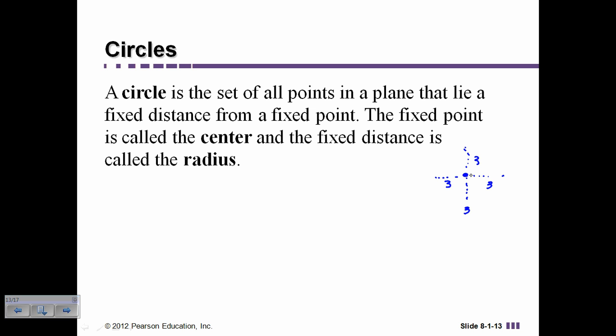Well, technically, I could go 3 in this direction, and 3 in this direction, and 3 in this direction. So the set of points that are 3 units away from that point here in the middle is considered the circle. It's all those points that are on that blue line. The fixed point is called the center, and the distance away is called the radius.